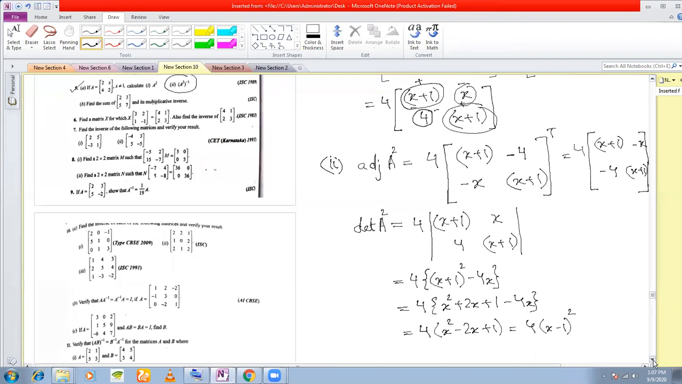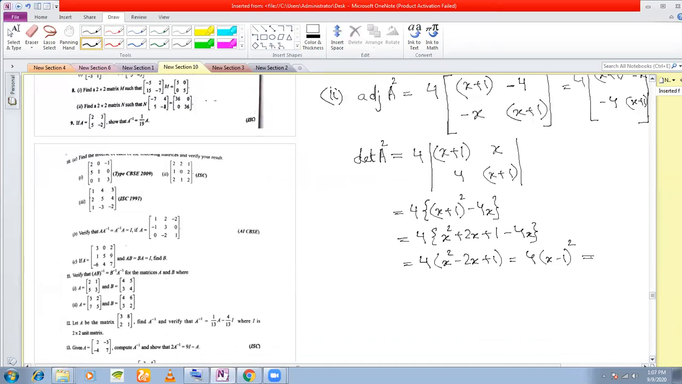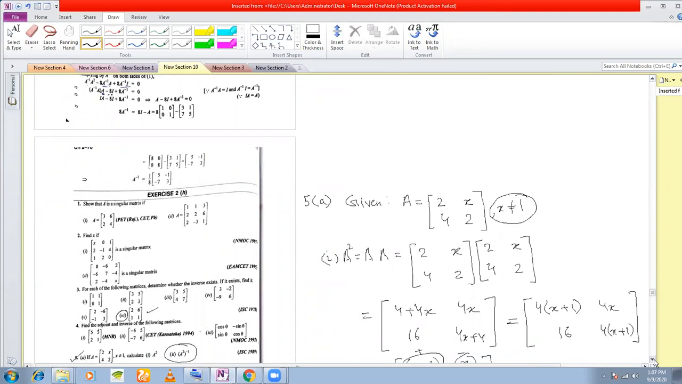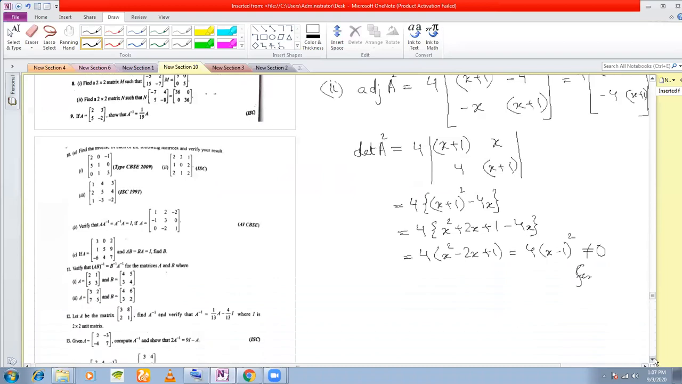Right? So can this be equal to 0? This can never be equal to 0 for x not equal to 1. See, x not equal to 1 is given here. So only if x equals 1 can this be 0. If x is not equal to 1, this cannot be 0. So therefore, matrix A square is non-singular. Therefore, A square inverse exists.